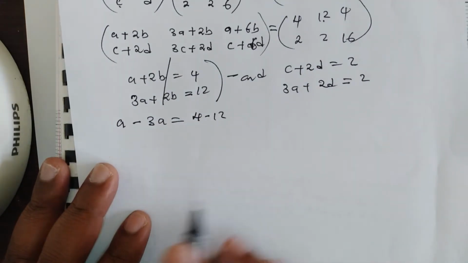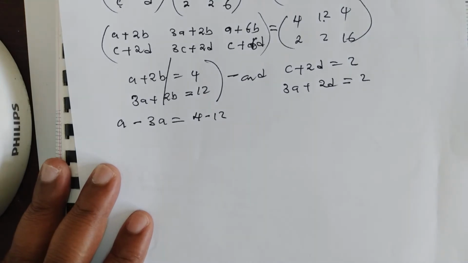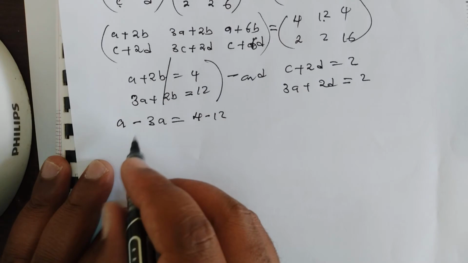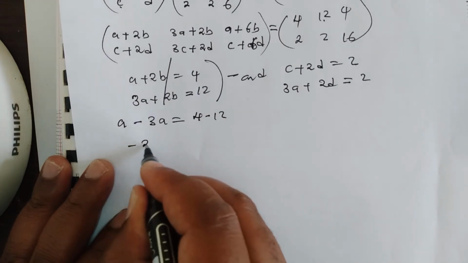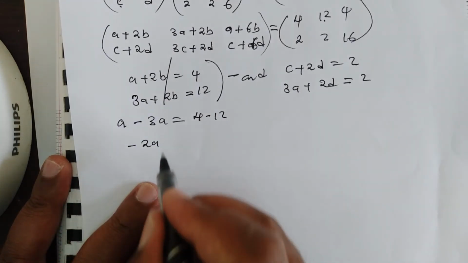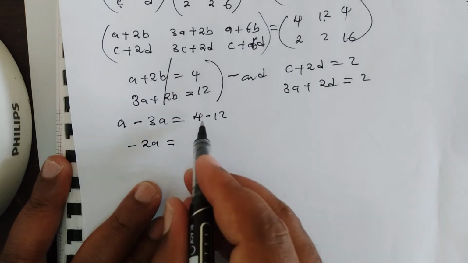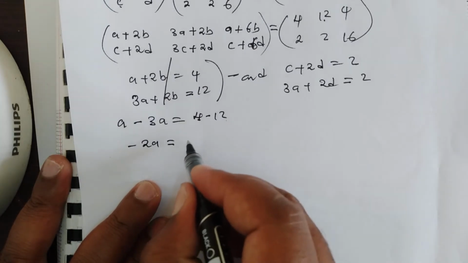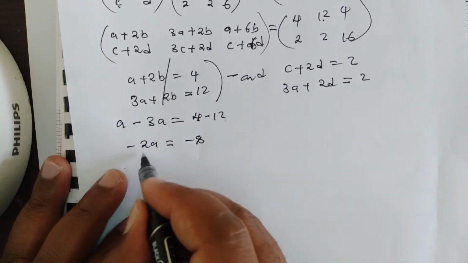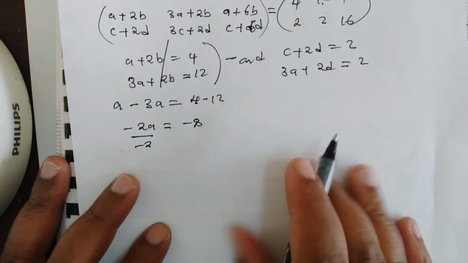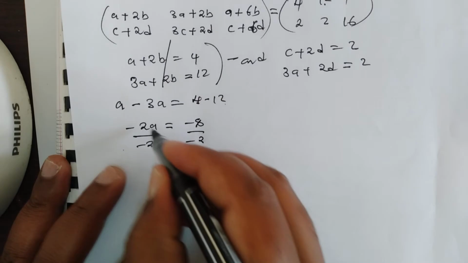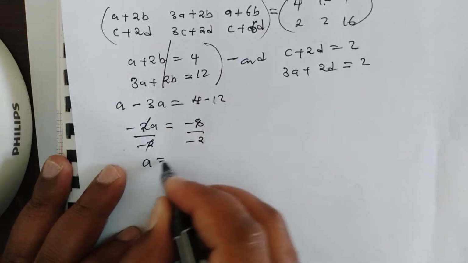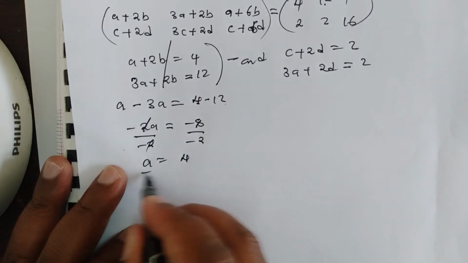All right? Okay, so take note. So we are going to have negative 2A is equal to, here when you say this minus that, you get negative 8. So you divide by negative 2, you divide by negative 2. So our A is 4. Okay, our A is 4.